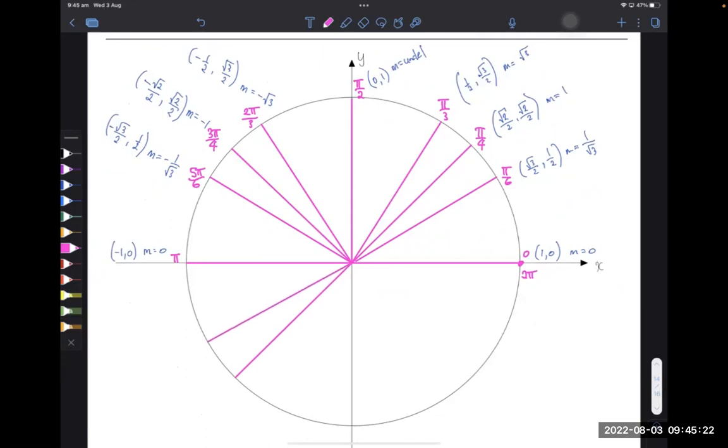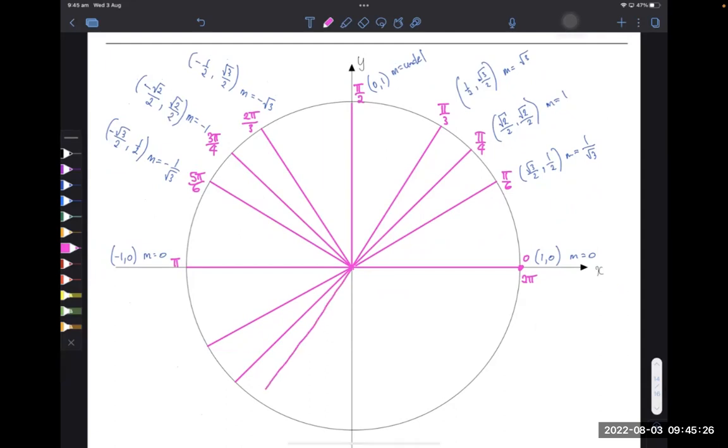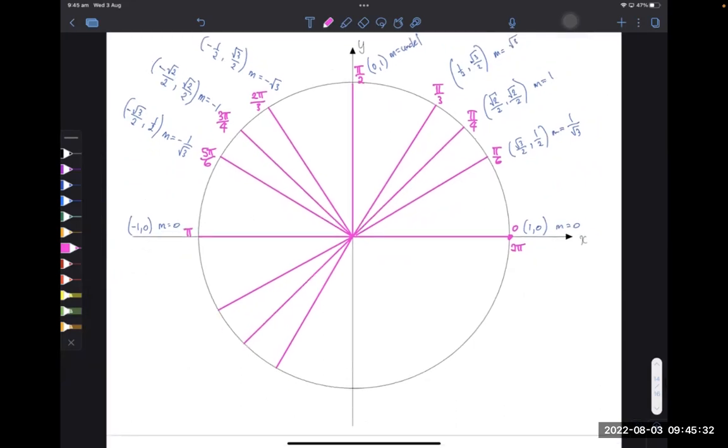So I'm trying to line this one up here so it makes 0.5. Same with this one here, except I'm lining that up to make 0.5 on the x-axis. Question, what's the angle here? 5 pi on 6? 6 pi on 6? 7 pi on 6. Cool.